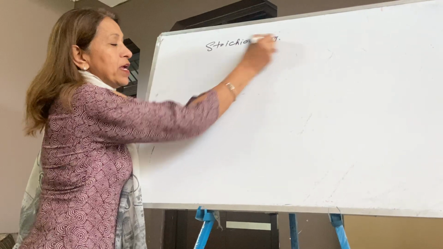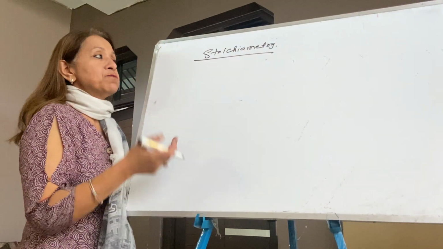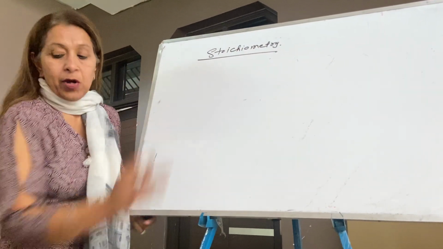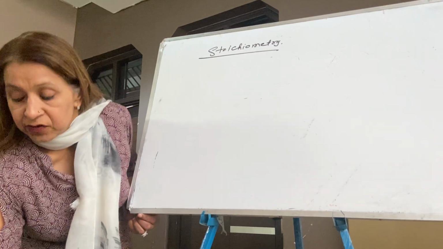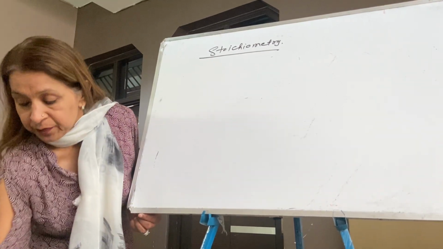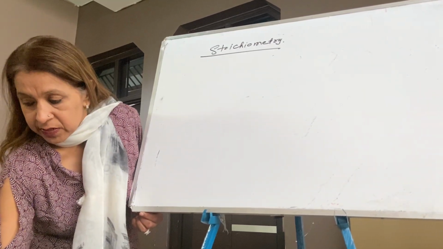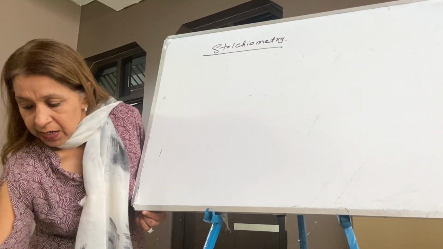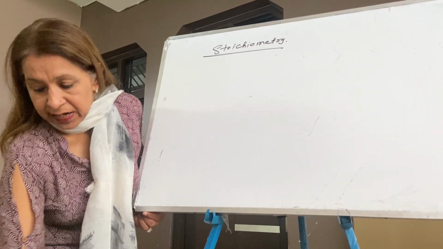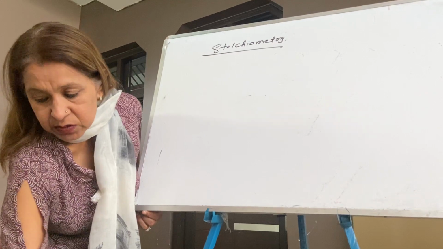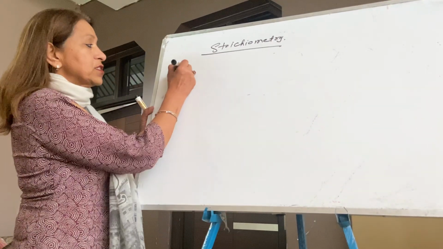S-T-O-I-C-H-I-O-M-E-T-R-Y. Stoichiometry is numericals based on the chemical reaction. Now I'm taking your numerical number. At the end there are 2 numericals given. Now I'm taking the last numericals, that is numerical number 36 and 35. You first take 35.